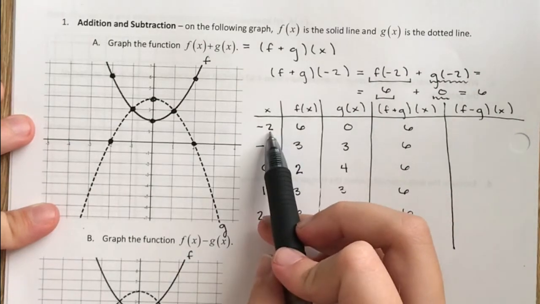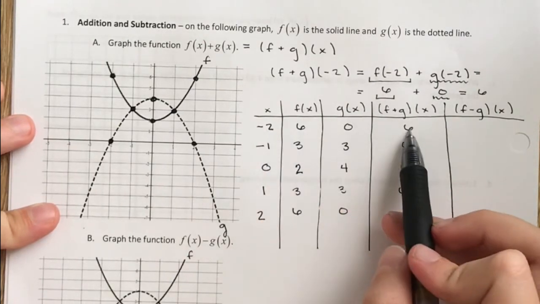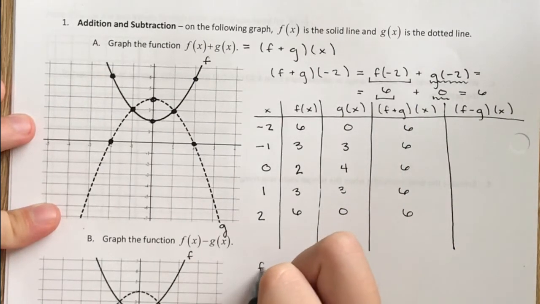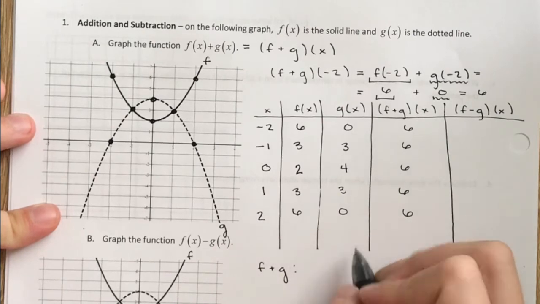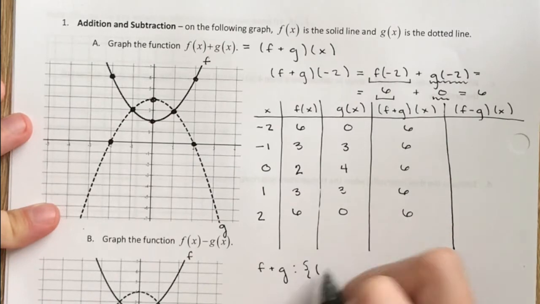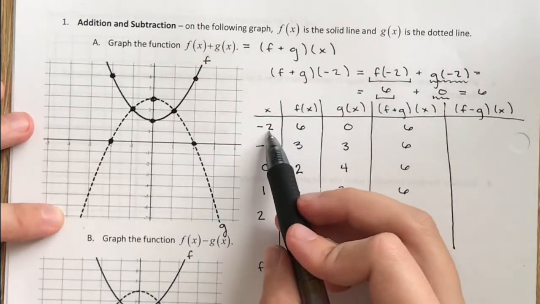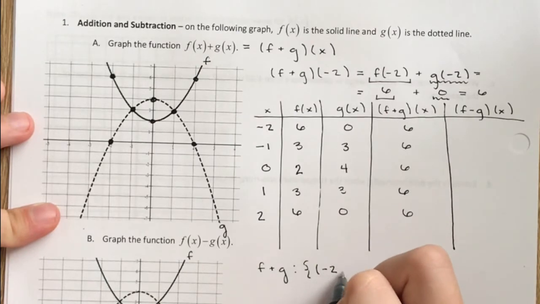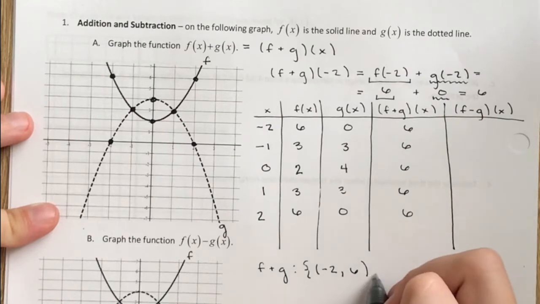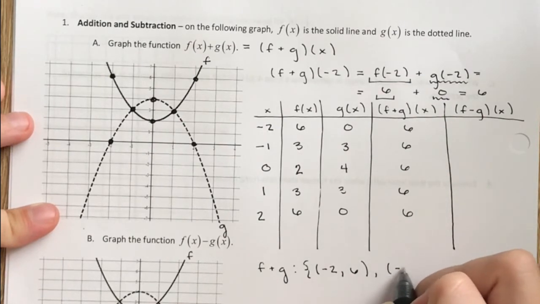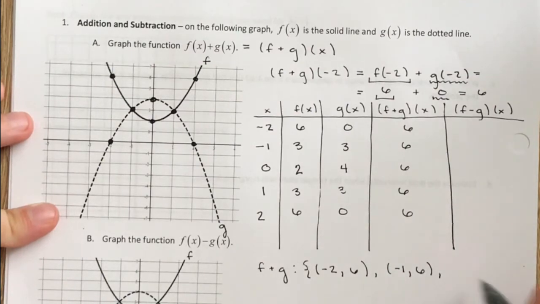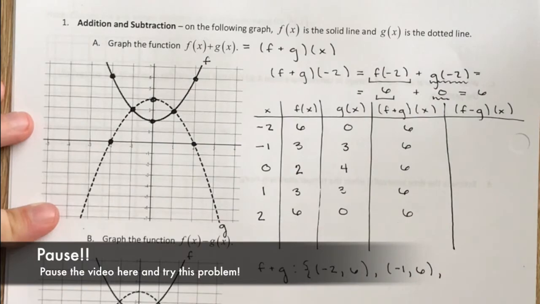So if we have the x value of -2 and the output value for this function at 6, what are some of the points on the graph of f plus g? I'm going to gather all the points in a curly bracket set. So we have the x value -2 and the y value 6. So that's 1 point. We also have the x value -1 and the y value 6. So that's another point. You guys come up with the rest of these points really quick.